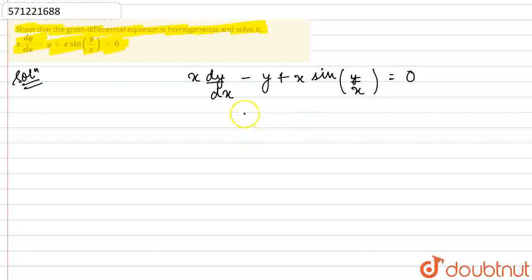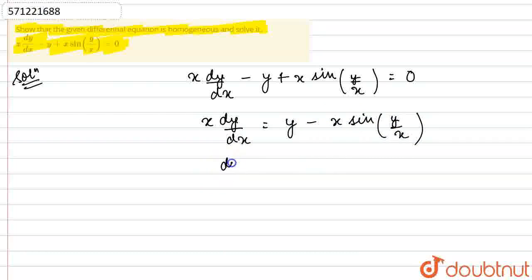Okay, so for checking whether it is homogeneous or not, I'll find dy by dx. So I'll write this as x times dy by dx is equal to y minus x times sine y by x. Now divide both sides by x, so this will become dy by dx is equal to y by x minus sine of y by x. Let's say this is 1.